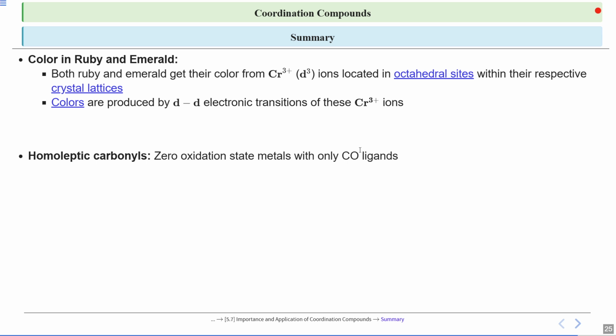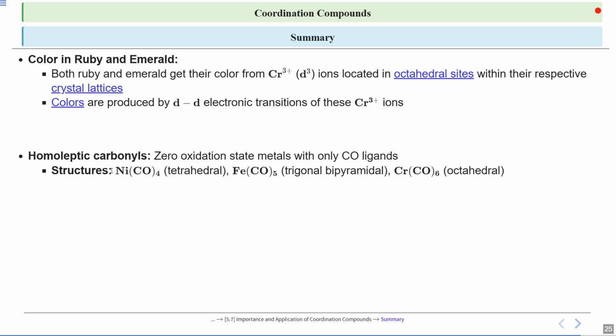We then talked about the homoleptic carbonyls, where the metal has zero oxidation state and is bonded only to carbonyl ligands. Structures are like Ni(CO)4, which is tetrahedral, Fe(CO)5, which is trigonal bipyramidal, and Cr(CO)6, which is octahedral. Then we saw the polynuclear carbonyls, which have M-M bonds, that is metal-metal bonds, and some include bridging carbonyls, which strengthen the structure of the complex.